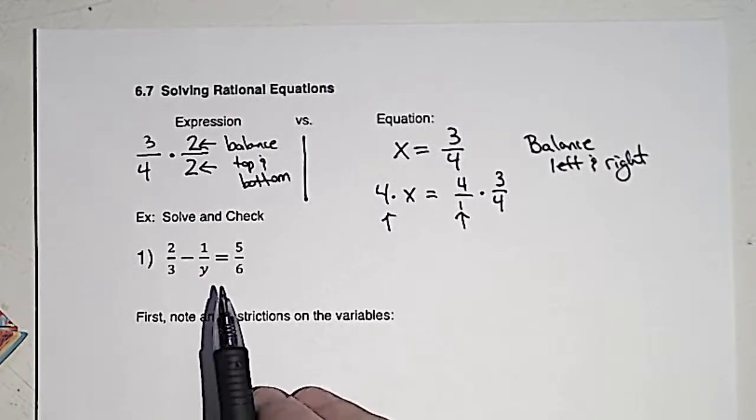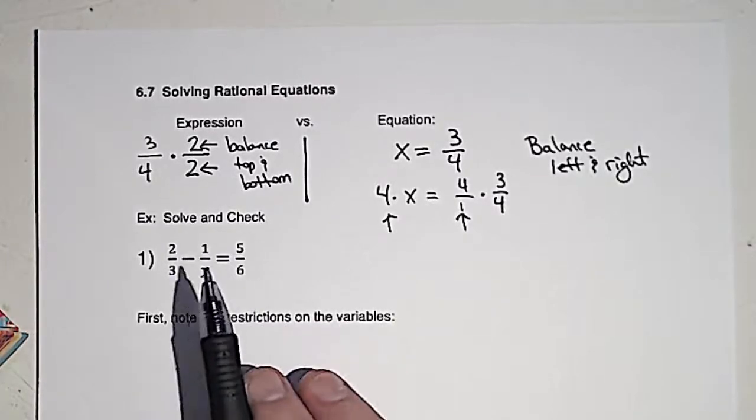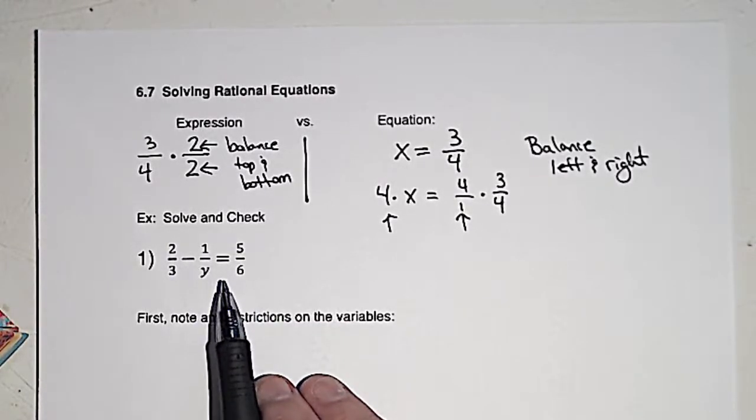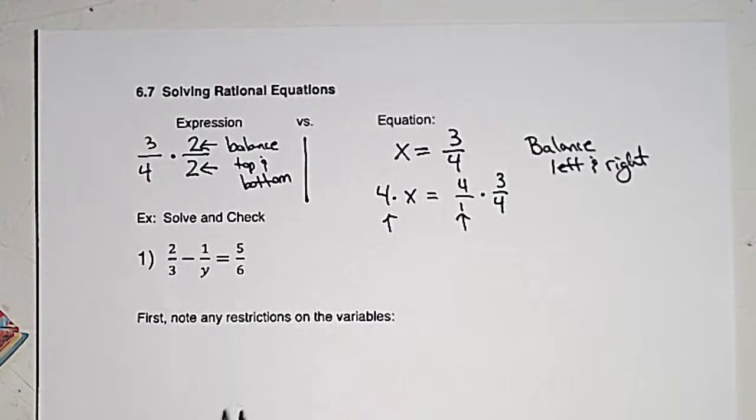So back over here, we're going to solve and check. The reason that this is slightly different is that y is in the denominator. Notice that y is underneath. That is what makes this a complicated problem. Normally, we'd have a bunch of fractions and the y would be on top and there'd be no big deal, except it would be fractions.